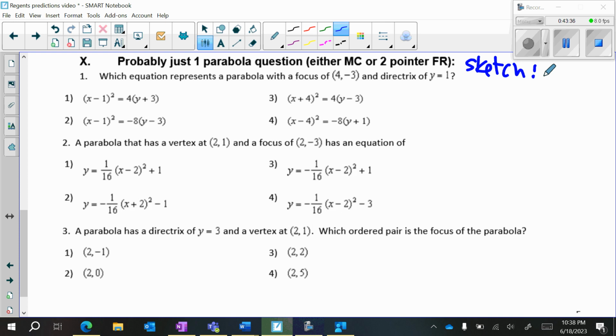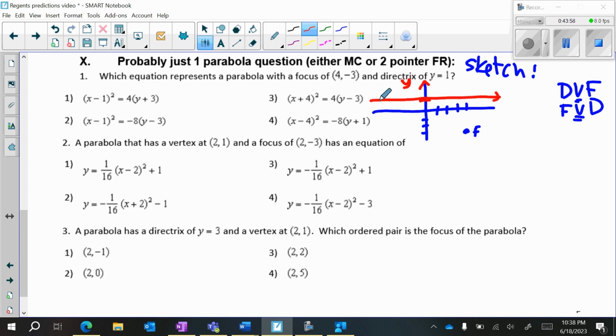All right, so for example, you know that it's always going to be DVF or FVD. You know the vertex is always in the middle, okay? So this first one gives you a focus of 4, -3. So I would sketch it 4, -3. Put a dot and label it F. Gives you a directrix of y equals 1. So go to the y-axis, go to 1. Label it D for directrix. Then you know the vertex has to be in between the focus and the directrix. It has to be the midpoint. So find the midpoint between 1 and -3. There's 4 total units.